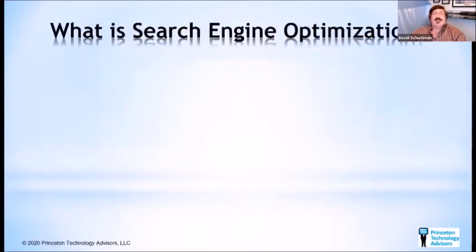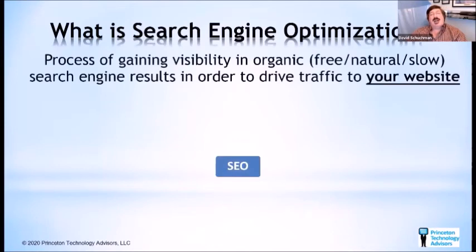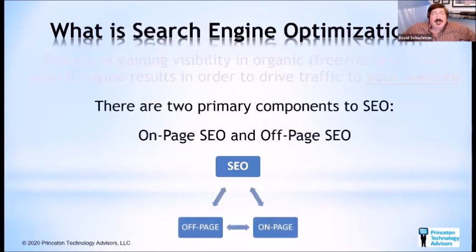So what really is search engine optimization? It's really a process of your website gaining visibility organically through the search engine results. You want to drive traffic to your website. And search engine optimization is the process of having your website found when people are searching for you in an online search like in Google and Bing. There are two basic components of search engine optimization. There's what's called on-page SEO, and there's off-page SEO. And it really pertains to the relationship of the SEO to your website.